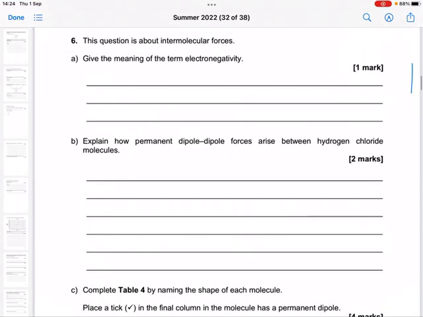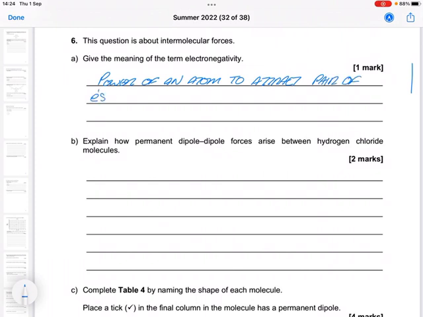Okay, this question is about intermolecular forces. Give the meaning of the term electronegativity. So electronegativity is the power of an atom to attract a pair of electrons in a covalent bond.